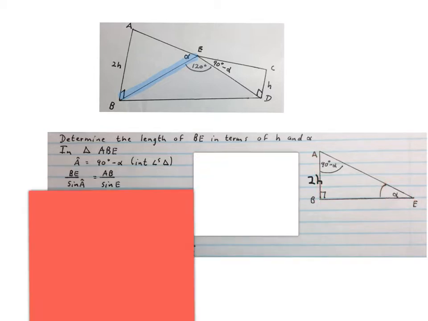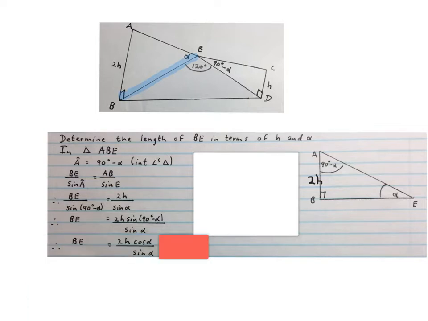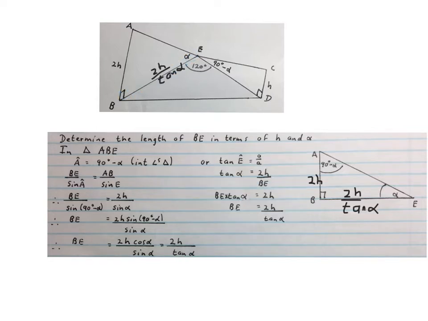Another way would be to use the sine rule. You write BE over sine A is equal to AB over sine E. Fill in the actual values. Times by this on both sides to get the BE alone. Use your reduction rules and change the sine of 90 minus alpha to cos alpha. Then simplify it to 2h over tan alpha. And it's always good to write it in on the sketch.